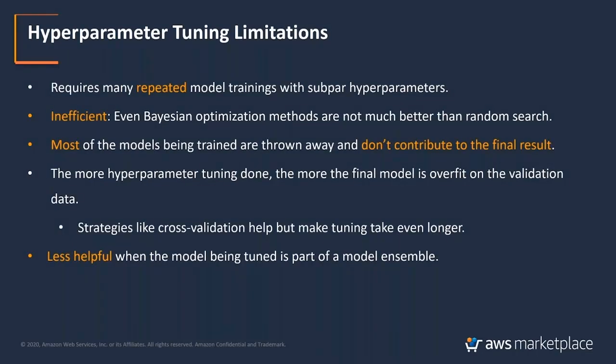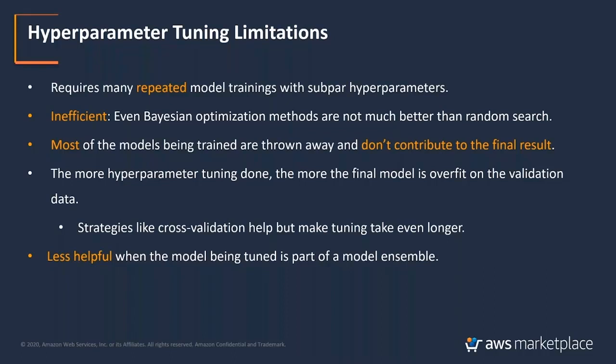However, oftentimes it suffers from a lot of limitations, such as requiring many repeated model trainings with subpar hyperparameters. Even the state-of-the-art Bayesian optimization methods aren't really that much better than random search. And random search, I mean, it's in the name, it's probably not the greatest. So when you have a lot of hyperparameters, you're going to be using a lot of suboptimal settings, and it's just going to take a lot of time. Additionally, most models being trained are thrown away and don't contribute to the final result, because they have poor results.